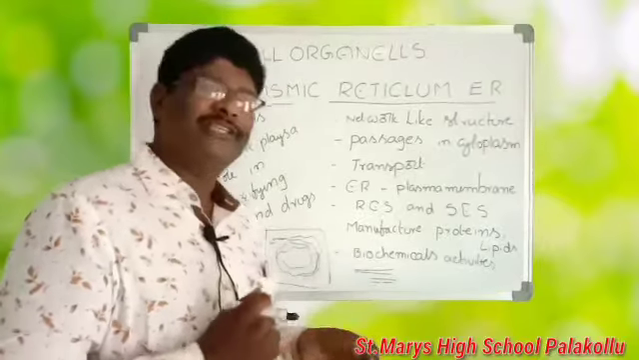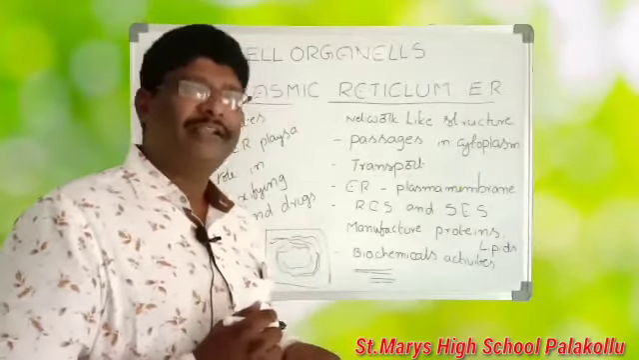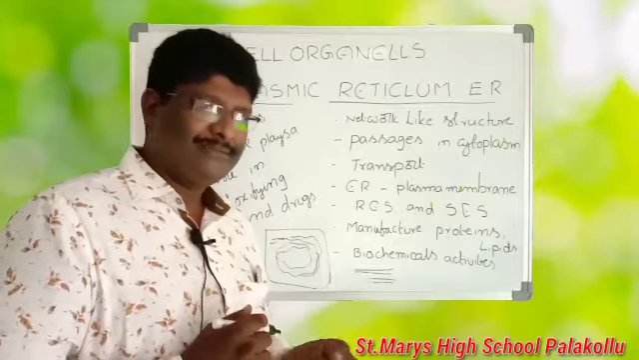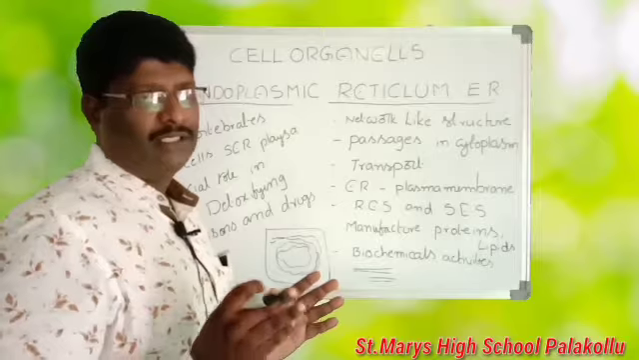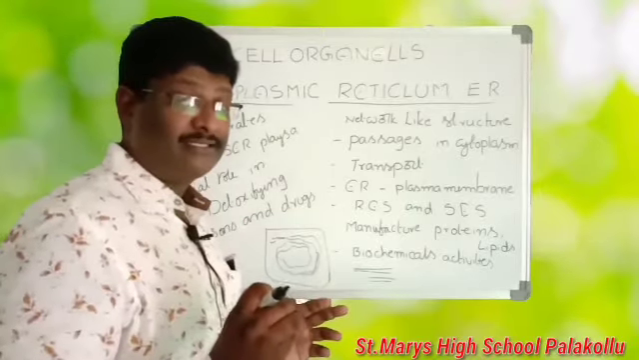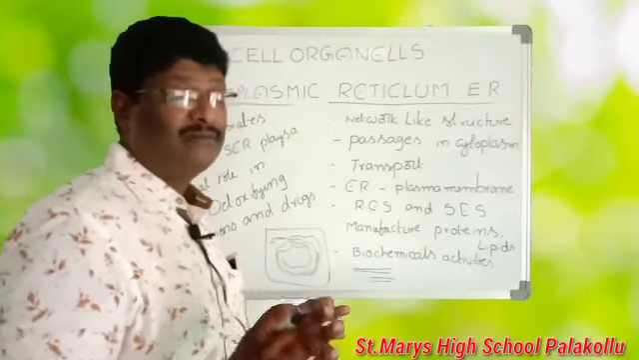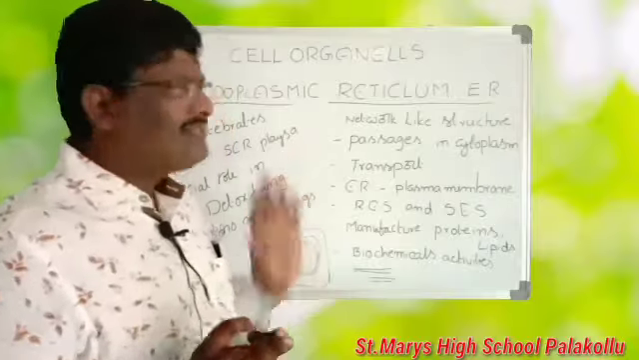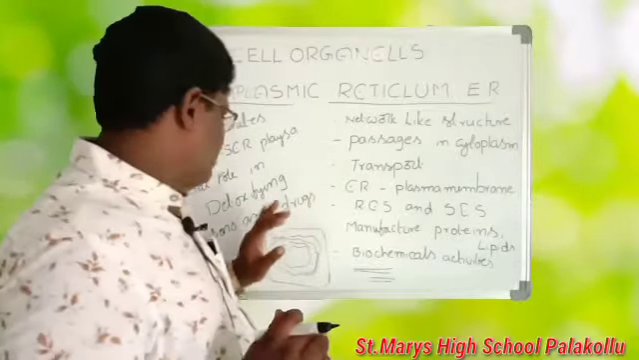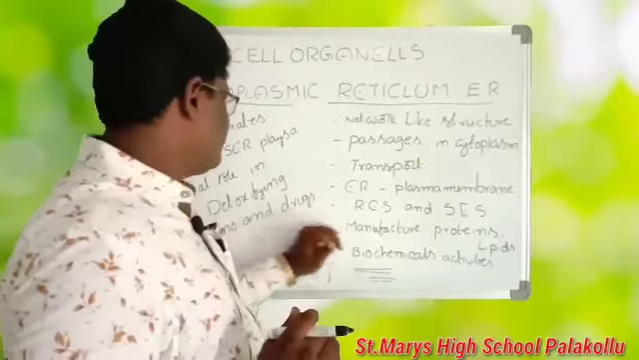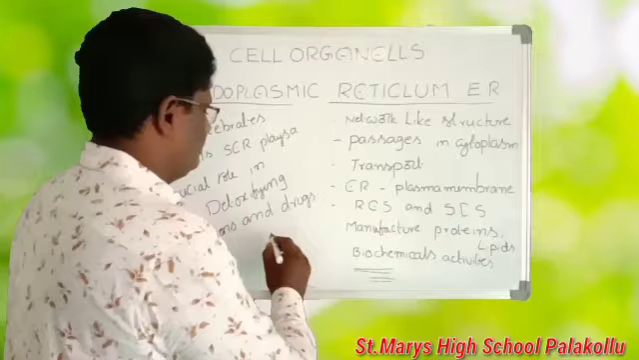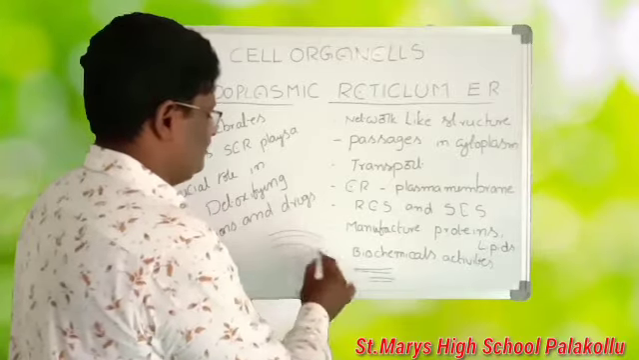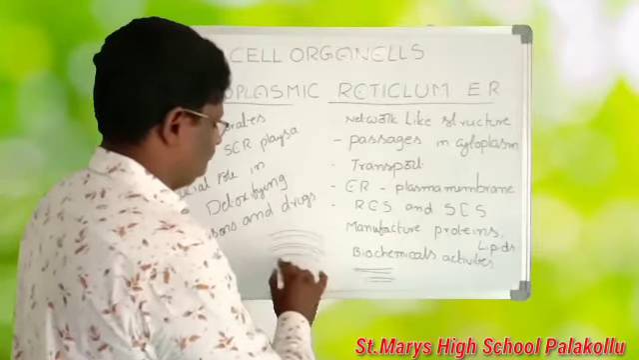This network-like structure is called endoplasmic reticulum. What is that? Endoplasmic reticulum. It is useful for transporting some of the substances in the cytoplasm of the cell. Actually, if you see the structure of the endoplasmic reticulum, for example, this is endoplasmic reticulum.